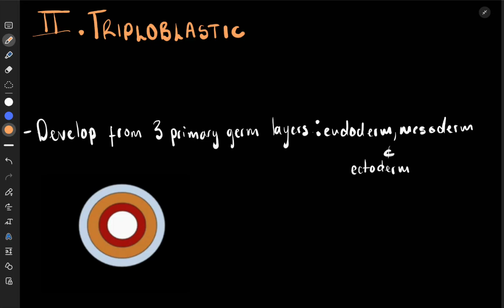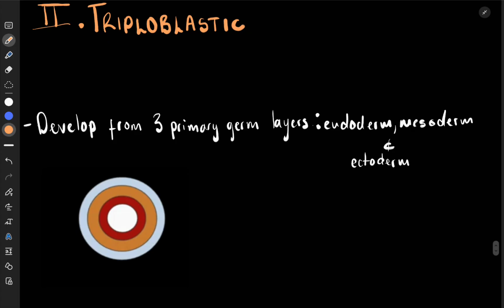Now, these triploblastic animals are not as simple as just saying they look like this. What we know about them is that they have three layers, right? They have three layers. Exactly. That is something basic about them. But then they are going to be divided into other parts. We'll see how just now.